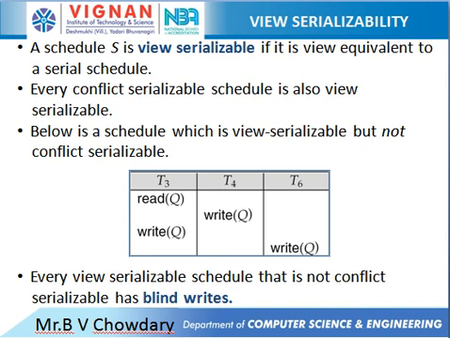With this, we come to the end of view serializability. In serializability, we have two types: conflict serializability and view serializability, and we have discussed the examples.